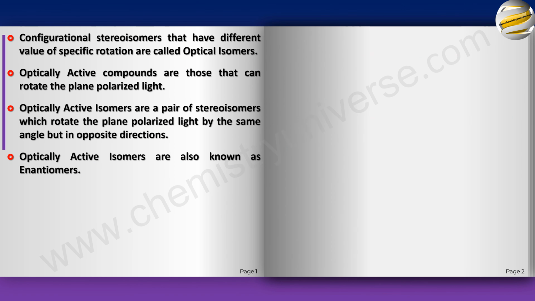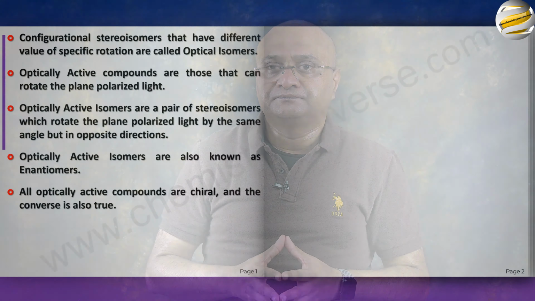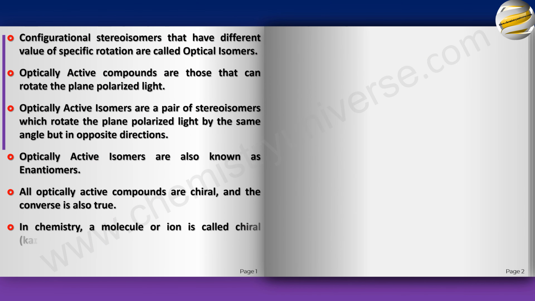All optically active compounds are chiral, and the converse is also true. So here I'm introducing a concept called chirality. Any optically active compound is said to be chiral, and any chiral molecule will also be optically active. In chemistry, a molecule or ion is called chiral if it cannot be superimposed on its mirror image by any combination of rotation and translation.